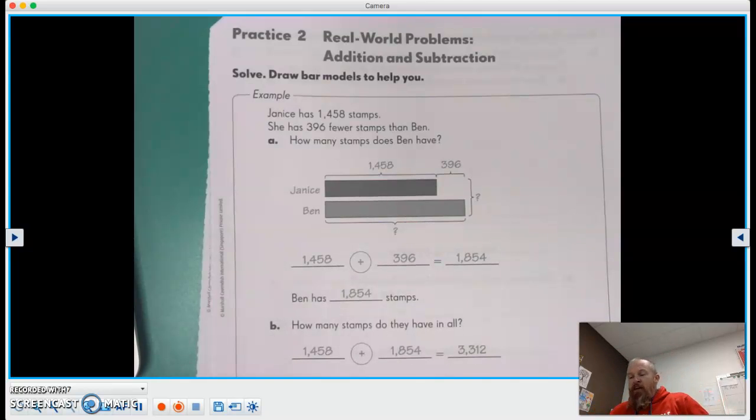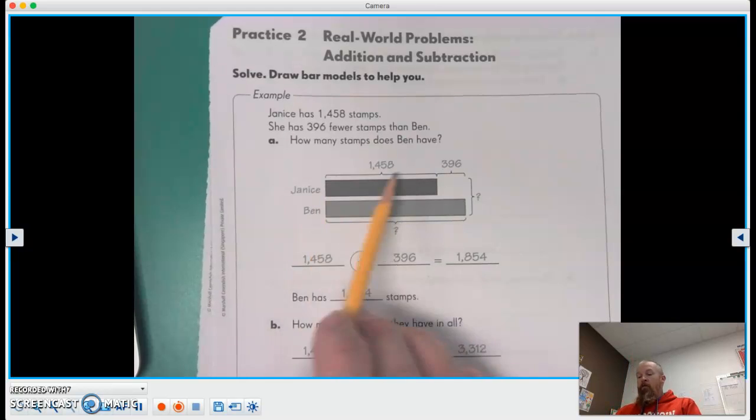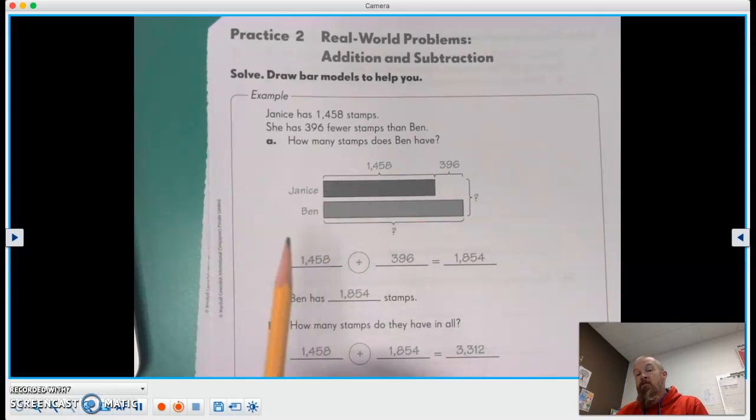Our example here says Janice has 1,458 stamps. She has 396 fewer stamps than Ben. First question is, how many stamps does Ben have? So we're going to take a peek here. Now, these are going to be ones that we're going to have to start making ourselves, okay?